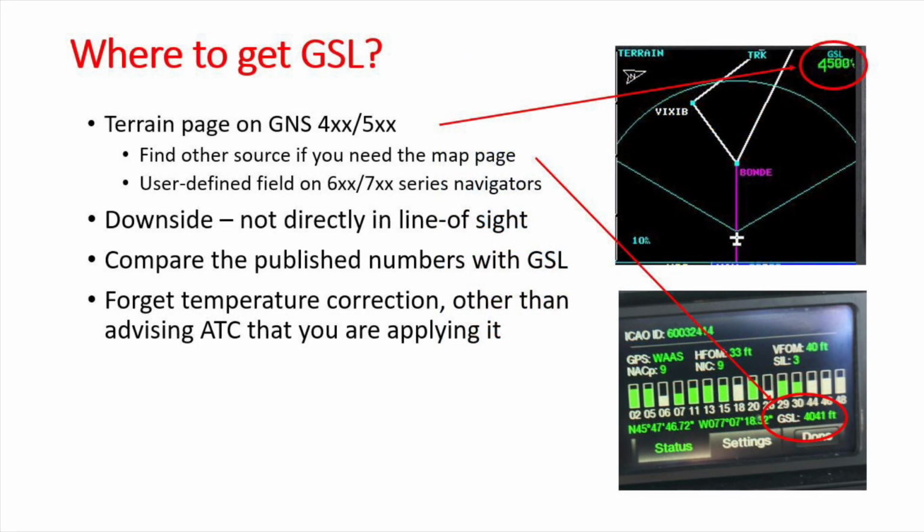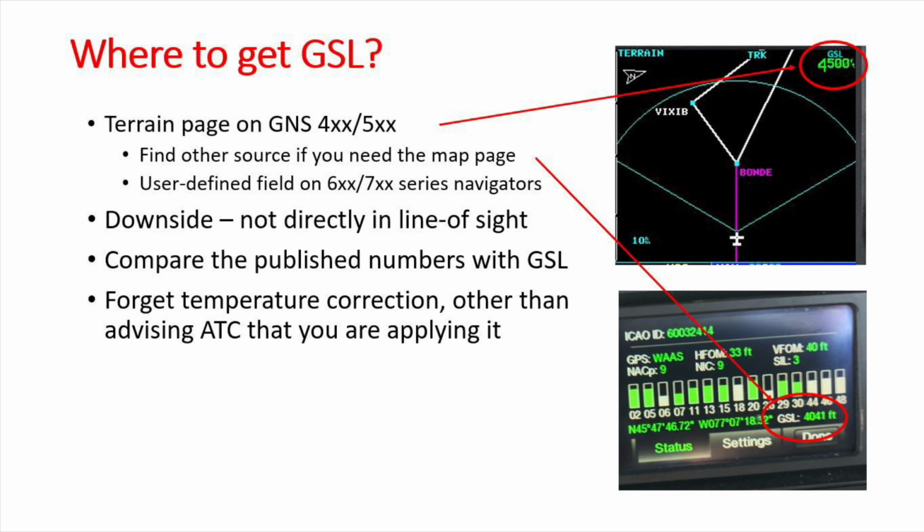Where do you get your GPS altitude? That's the only part that's a little less than ideal, since there's no answer which fits everybody's airplane, and the source is probably a bit out of the pilot's line of sight. On the Garmin 400-500 navigators, you can read it at the top right-hand corner of the terrain page.